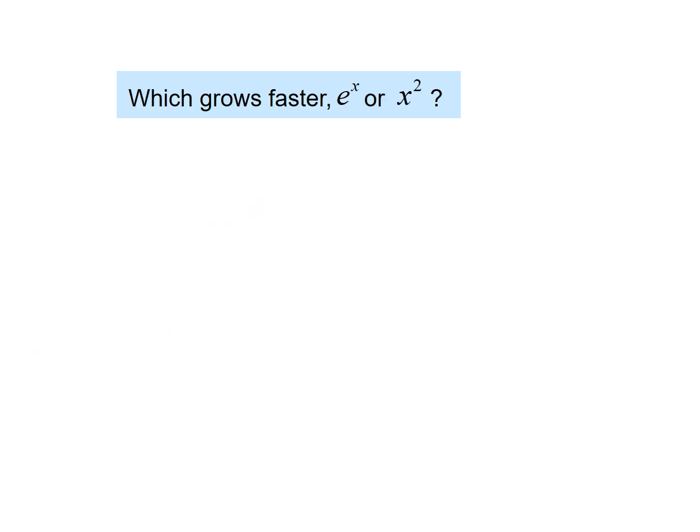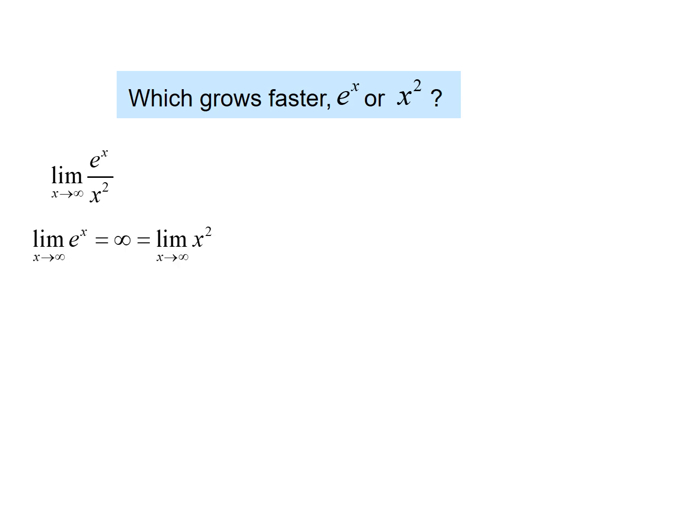All right, we want to figure out which grows faster, e to the x or x squared. You might have an idea right off the top of your head, but let's find out using our definition. We take the limit as x goes to infinity. I chose to put e to the x on top and x squared on bottom. It does not matter which function goes on top and which one goes on bottom. You can come up with the same conclusion either way.